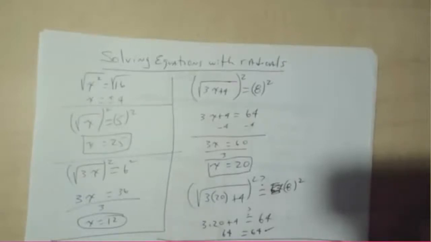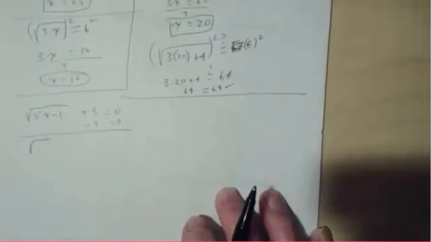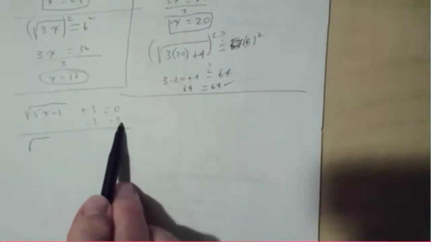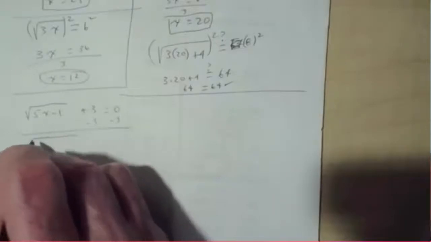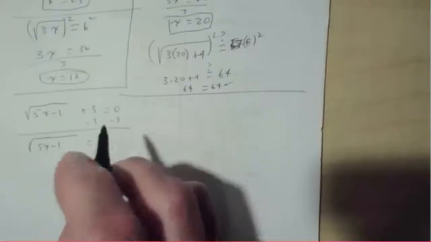And what if we have this? The square root of 5x minus 1 plus 3 equals 0. Okay, so we subtract 3 from each side, and we Can you move your paper up, please? Sorry. How's that? Yeah. Okay. Now we subtract 3 from each side, and we get the square root of 5x minus 1 equals negative 3.